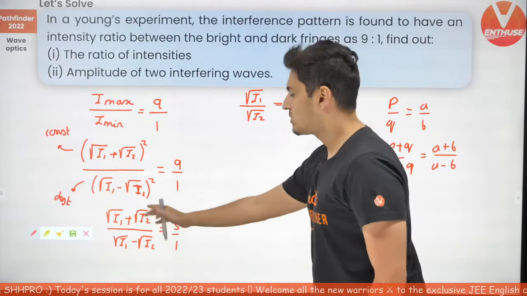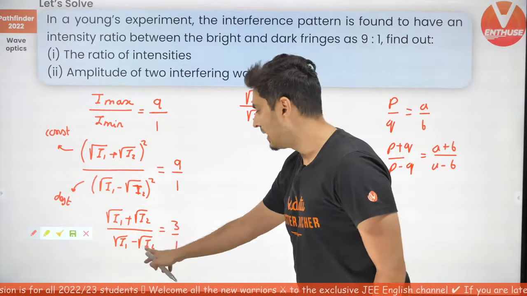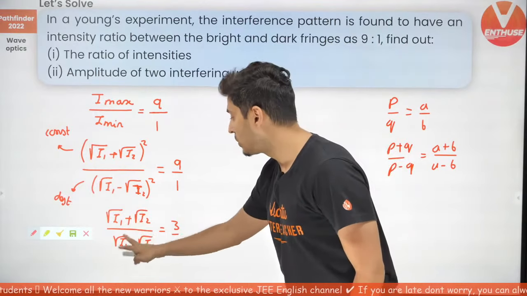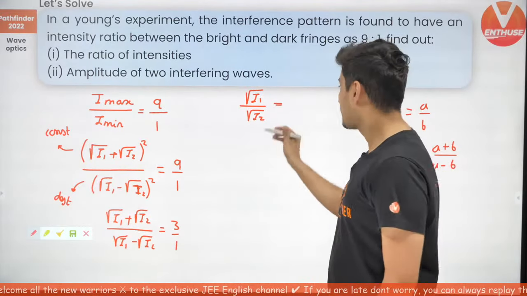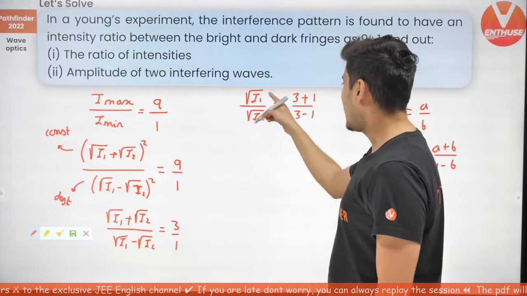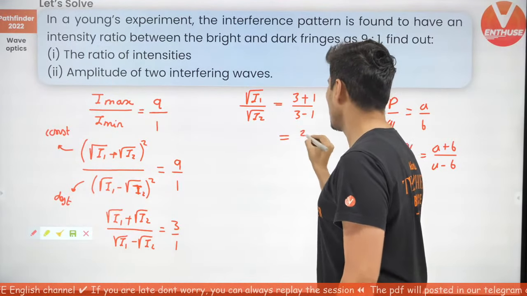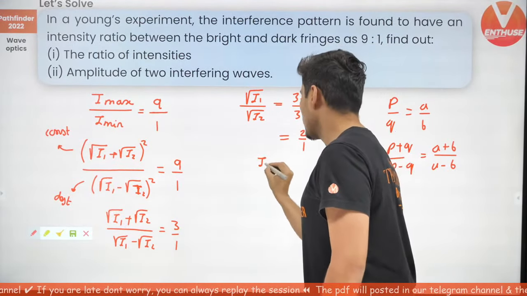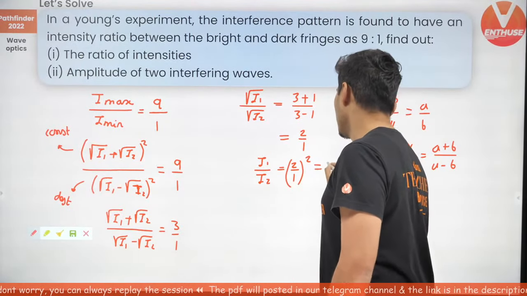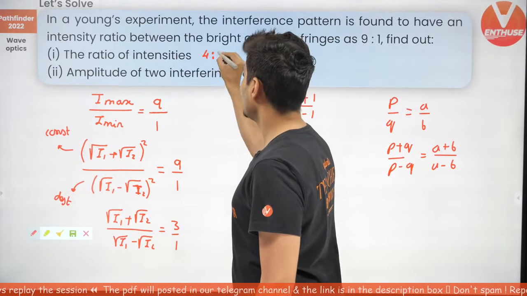So when you solve it, you are going to get root I1 will add up, root I2 will subtract on the numerator side, and then on the denominator side, root I1 is going to subtract. So this will become 3 plus 1 upon 3 minus 1. And now 3 plus 1 is 4, 4 by 2, that's 2 by 1. Square it again, so you are going to get I1 by I2 will be 2 by 1 whole square, which is basically 4 by 1. So the first answer is 4:1.